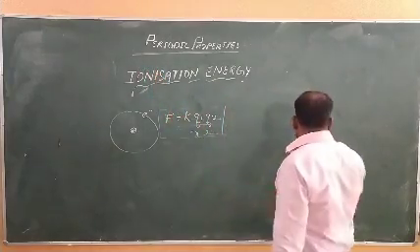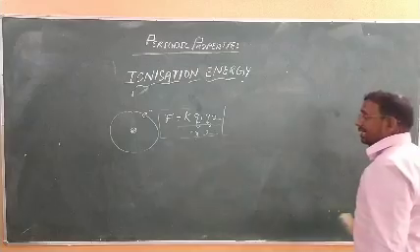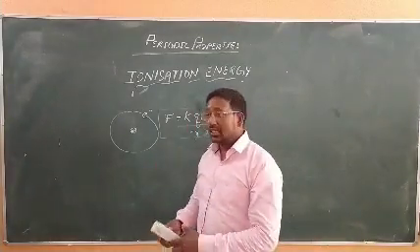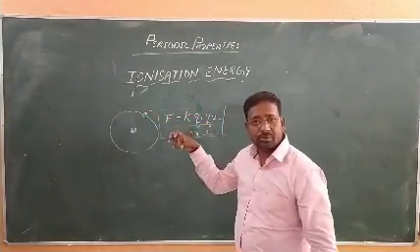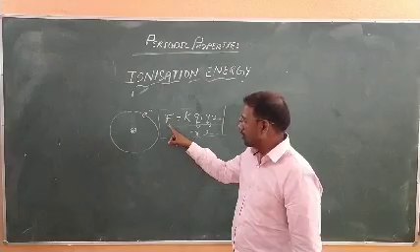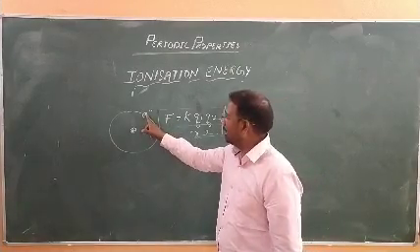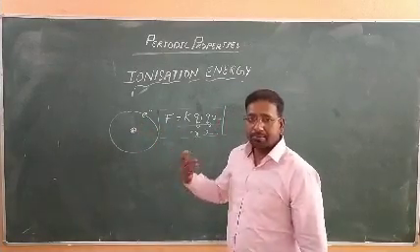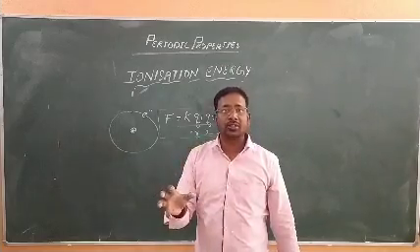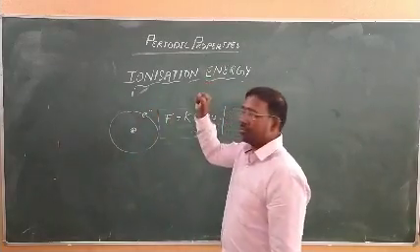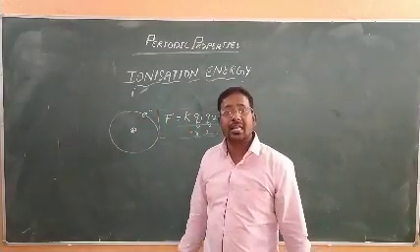So now we have to know about the ionization energy. There is a charge, there is a force, which means we need some energy to remove the electron. Since there is some force between the electron and the nucleus, we require some energy to remove the electron from its valence shell.